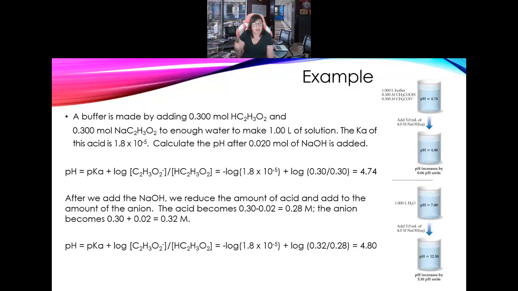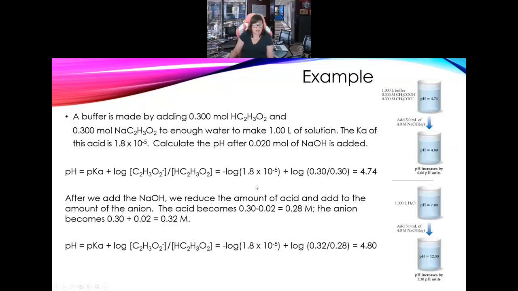If I have a buffer made by adding 0.3 mole HC2H3O2 and 0.3 mole NaC2H3O2 to enough water to make 1 liter of solution, the Ka of the acid being 1.8 times 10 to the minus 5th, calculate the pH after 0.02 moles of NaOH is added. So I know my initial conditions. I want to calculate the pH, that's the pKa plus the log of the base over the acid. That's equal to the negative log of 1.8 times 10 to the minus 5th plus the log of the 0.3 over the 0.3. This term drops out, and so it's going to be 4.74, the negative log of the Ka.